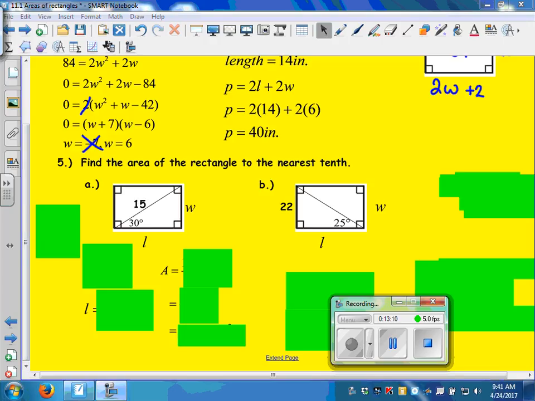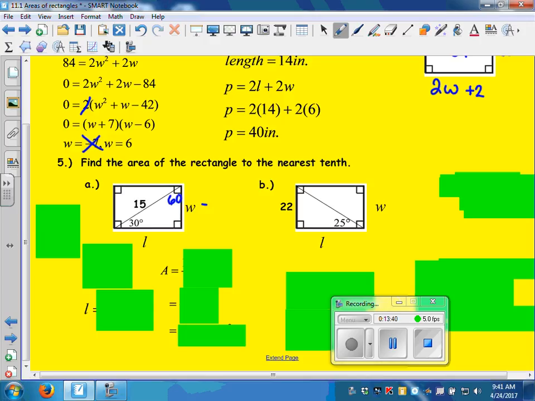So we have some tricks to do, so do not pack up yet. Number 5, find the area of the rectangle to the nearest tenth. You are going to have to do a couple problems where they give you trig relationships. In this problem, they only give you the diameter, and they tell you that you have a 30-degree angle between the base and the diameter. So this is a 30, 60, 90 triangle, where the 15 is the hypotenuse. Keep in mind that the hypotenuse in a 30, 60, 90 is twice the shortest side.